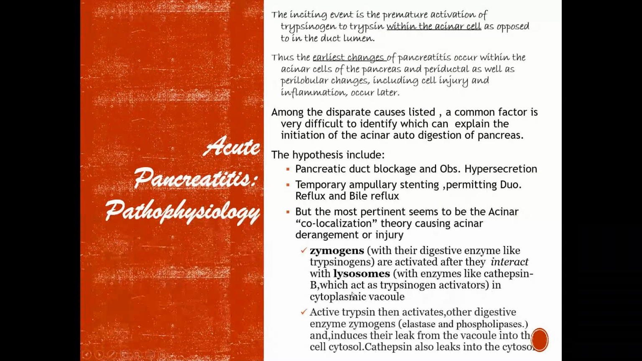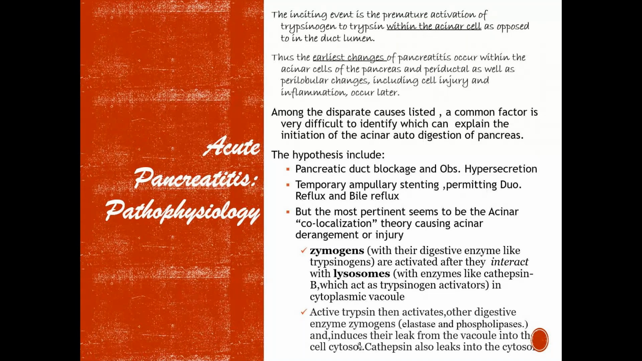Now, this active trypsin then activates a whole range of other digestive enzymes, right? Like, for example, elastase, phospholipases, and so on and so forth. And once they're activated, the active trypsin also makes the organelle in which they are housed more permeable, so that the elastase and phospholipases leak from the vacuole into the cell cytosol. So this was happening inside the vacuole, which was formed because of zymogen with lysosome.